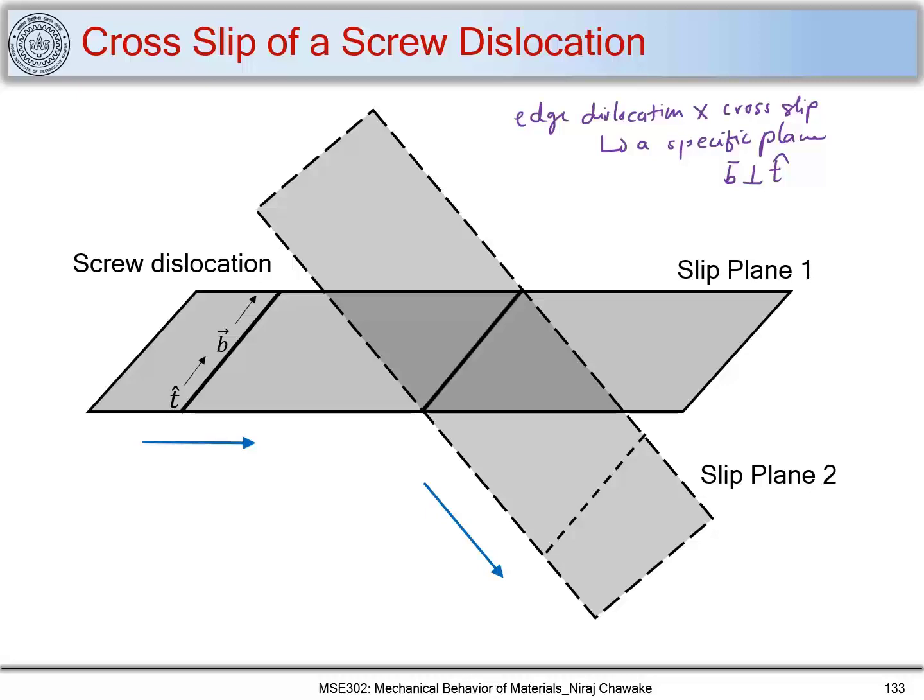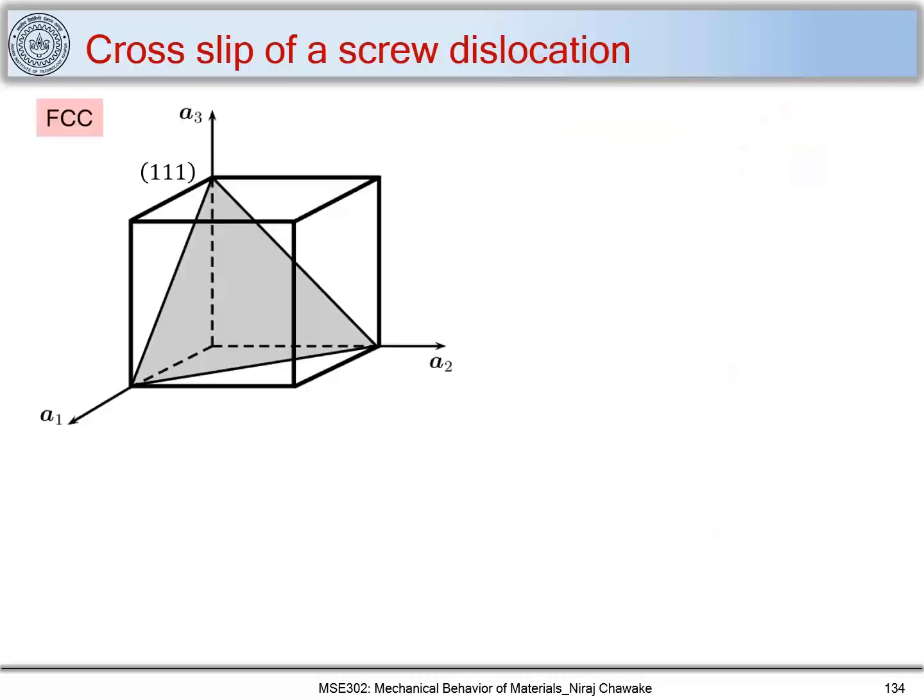Now let's look at cross slip in more detail. So let's consider this FCC structure, and I have marked the 111 plane over here, and let us consider this dislocation a/2 110 type, and let's consider the dislocation line is parallel to this Burgers vector, so it is a screw dislocation. And let's consider this another plane which is nothing but the bar 1 plane.